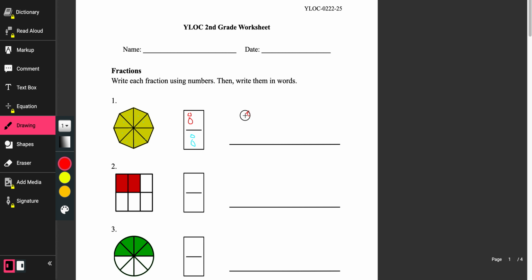So for this one, we're going to write them in words now. So it's going to be 8 eighths.